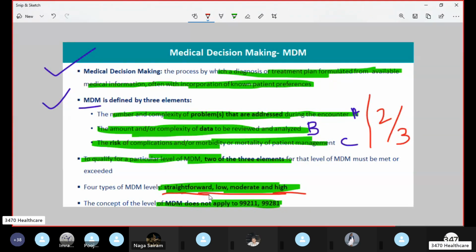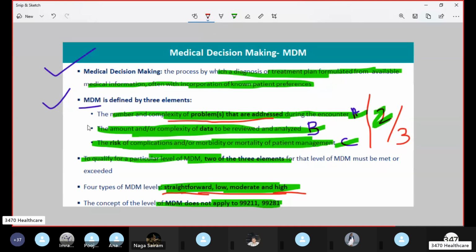So how to select? As I said, the A table is the number and complexity of problems addressed, how many problems they are given in the encounter. Then complexity means diagnostic studies or any additional workups. And risk is how severe that problem is. In these three tables, A, B and C, if any two tables are satisfied, you can go with the final MDM.